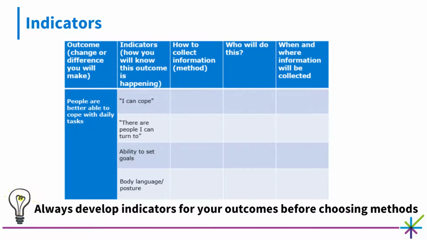Here are some possible indicators for the outcome: people are better able to cope with daily tasks. "I can cope." "There are people I can turn to." Ability to set goals. Body language or posture. Once you have the indicators, you will be clearer about what kind of data you need to go and collect.